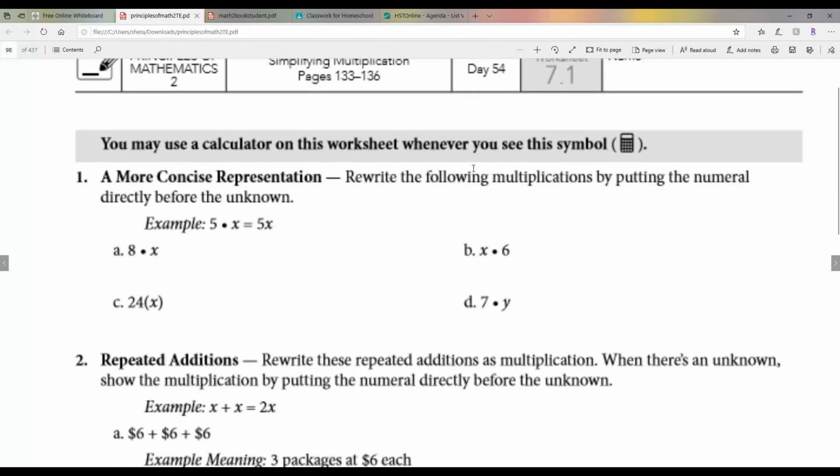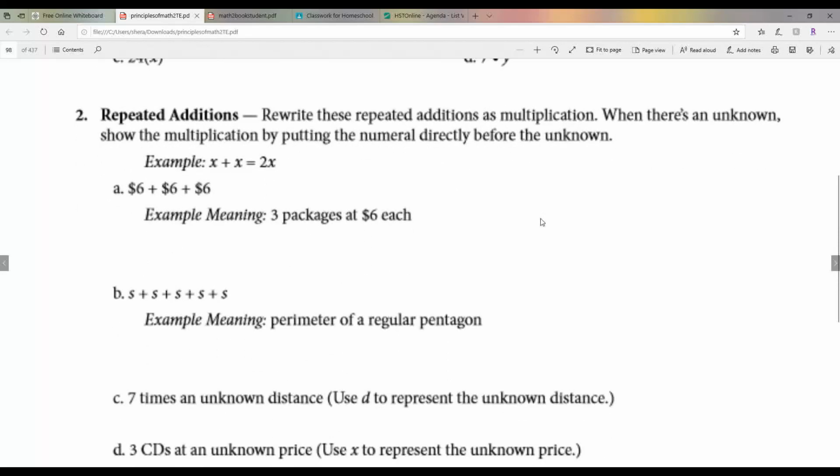All right, let's look at our worksheet. It's worksheet 7.1. It says to rewrite the following multiplications by putting the numeral directly before the unknown. It gives you an example: 5 times x would be written 5x. So you're going to rewrite all of those in that way. Now on 2, it's repeated additions, which is what multiplication is. You're going to rewrite these repeated additions as multiplication. When there's an unknown, show the multiplication by putting the numeral before the unknown. So if you had x plus x, that equals 2x. So this one is 6 plus 6 plus 6. An example might be 3 packages at $6 each.